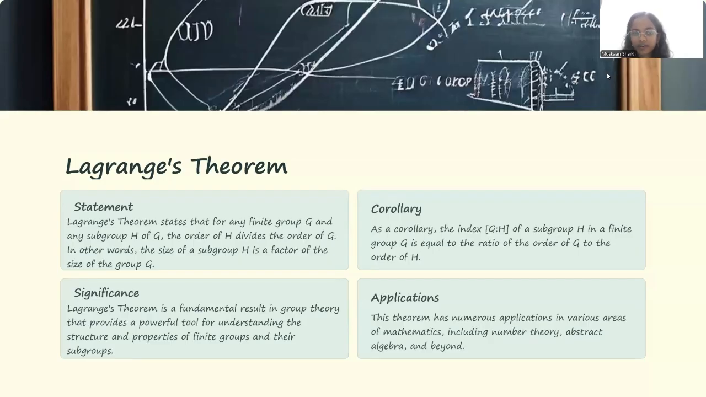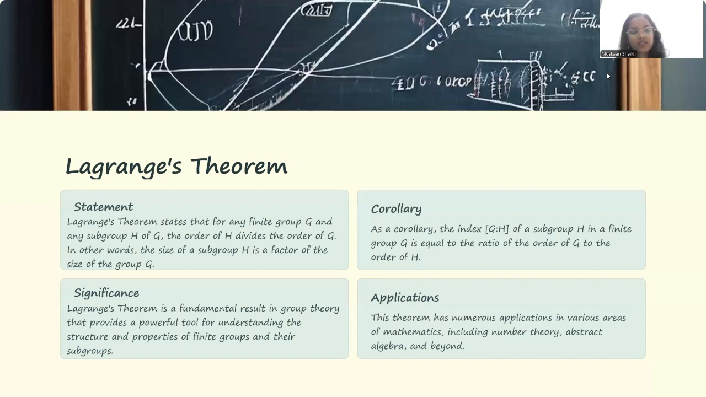Let's see Lagrange's theorem. Statement. Lagrange's theorem states that for any finite group G and any subgroup H of G, the order of H divides the order of G. In other words, the size of a subgroup H is a factor of the size of the group G. Corollary. As a corollary, the index [G : H] of a subgroup H in a finite group G is equal to the ratio of the order of G to the order of H.